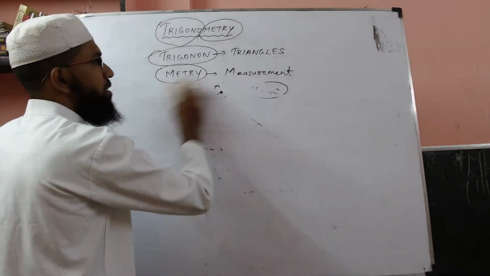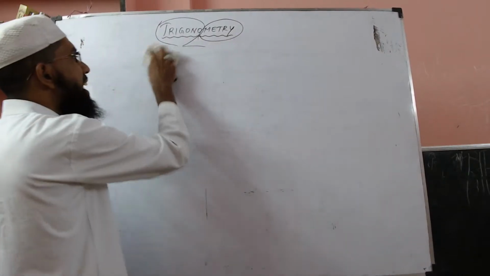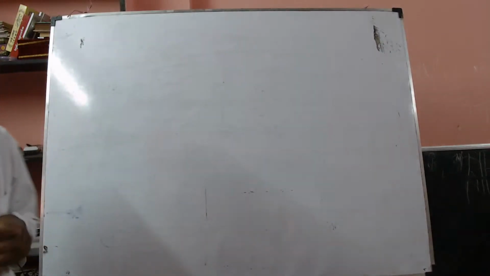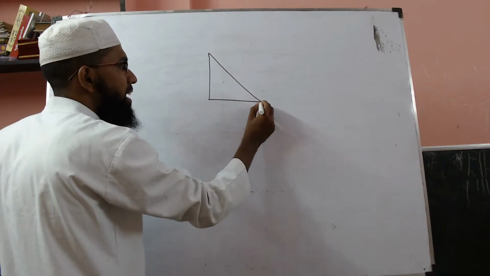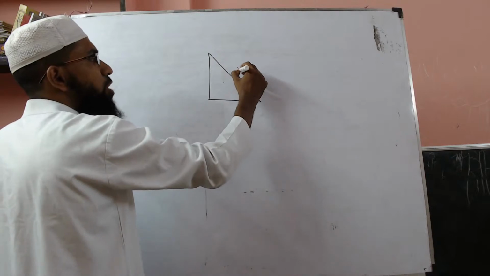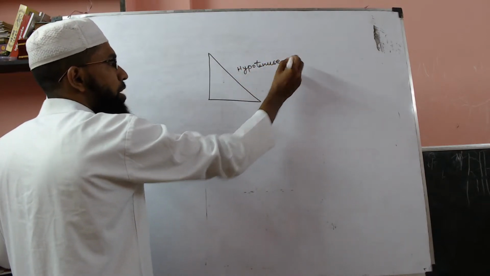Now, getting into the topic, the right angle triangle. Any triangle has three sides, but we have special names for the sides of a right angle triangle. Let me draw a right angle triangle. For the right angle triangle, this longest side we call the hypotenuse.